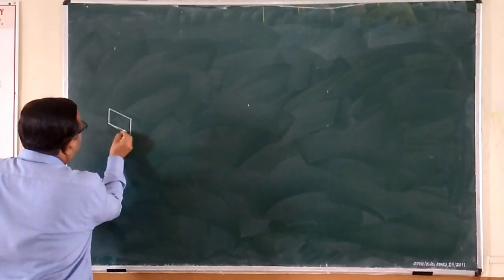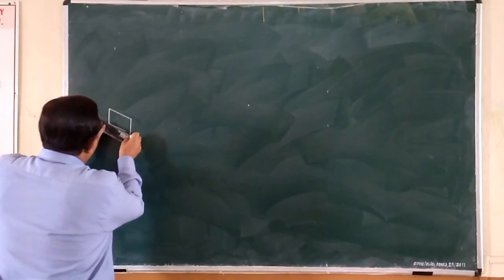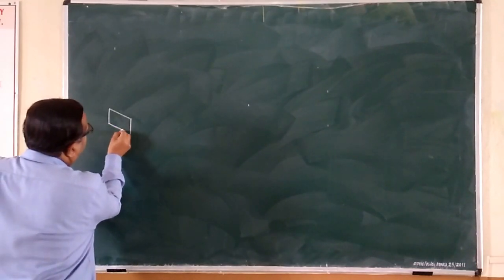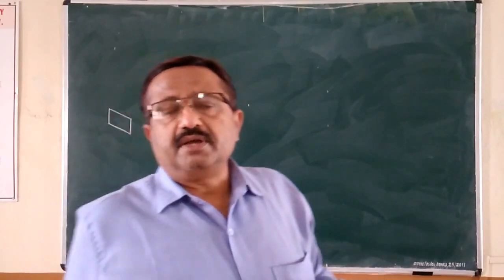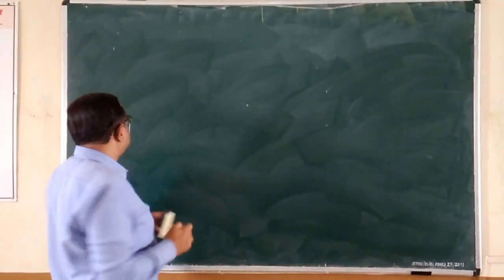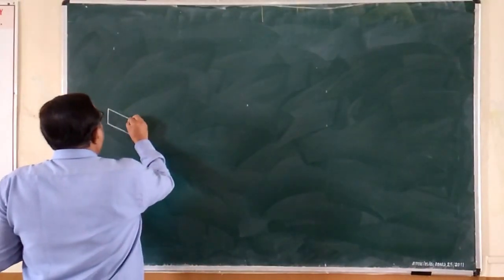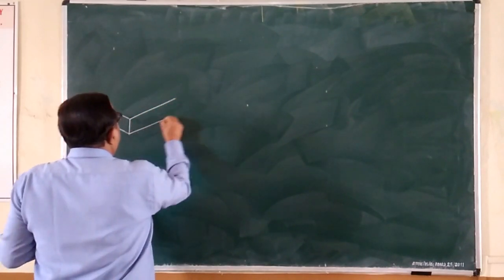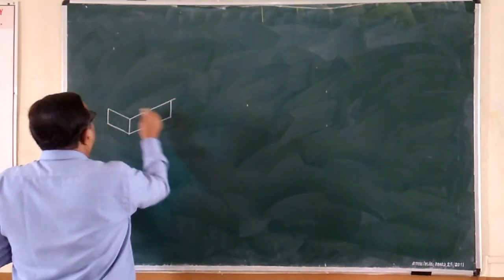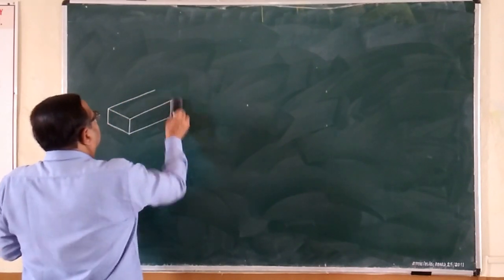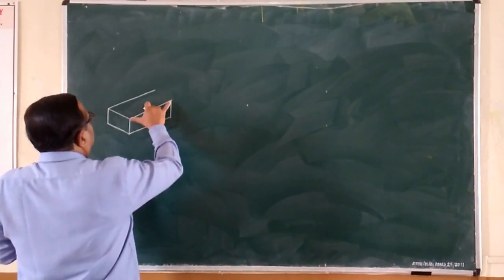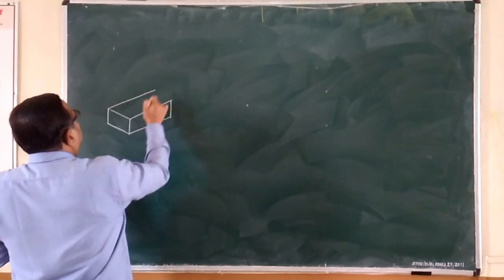Third angle method of projection is nothing but when the object is kept in the third quadrant, not in the first. When it is kept in the first, we say first angle method of projection. We have seen that last time. So in third angle method of projection, the same object will be kept in the third quadrant. Means what? Behind the vertical plane and below the horizontal plane.